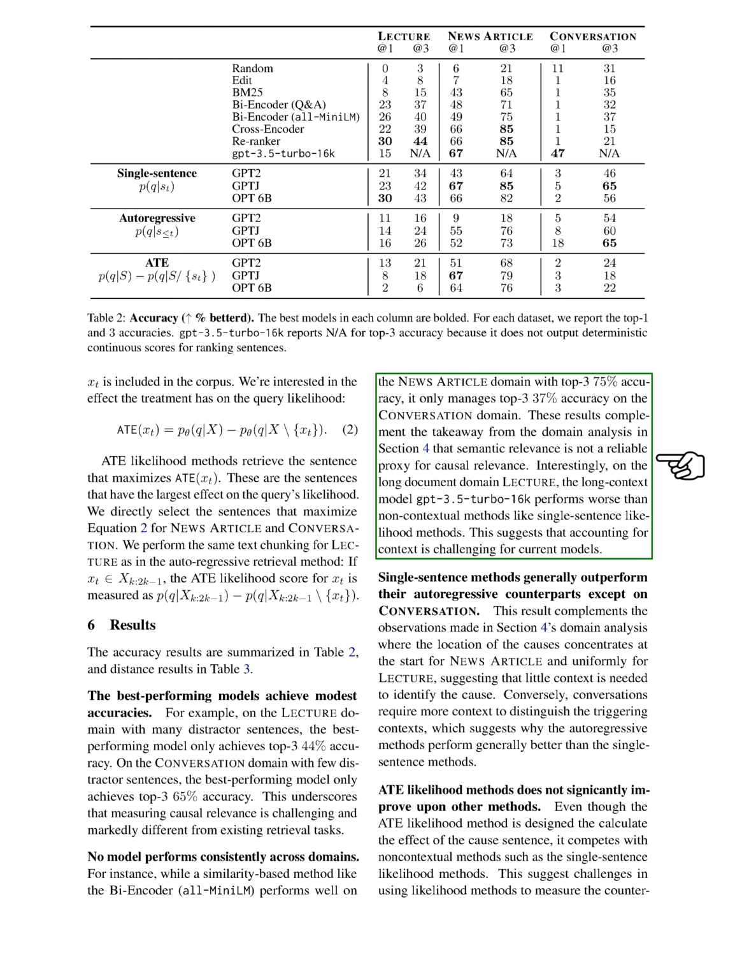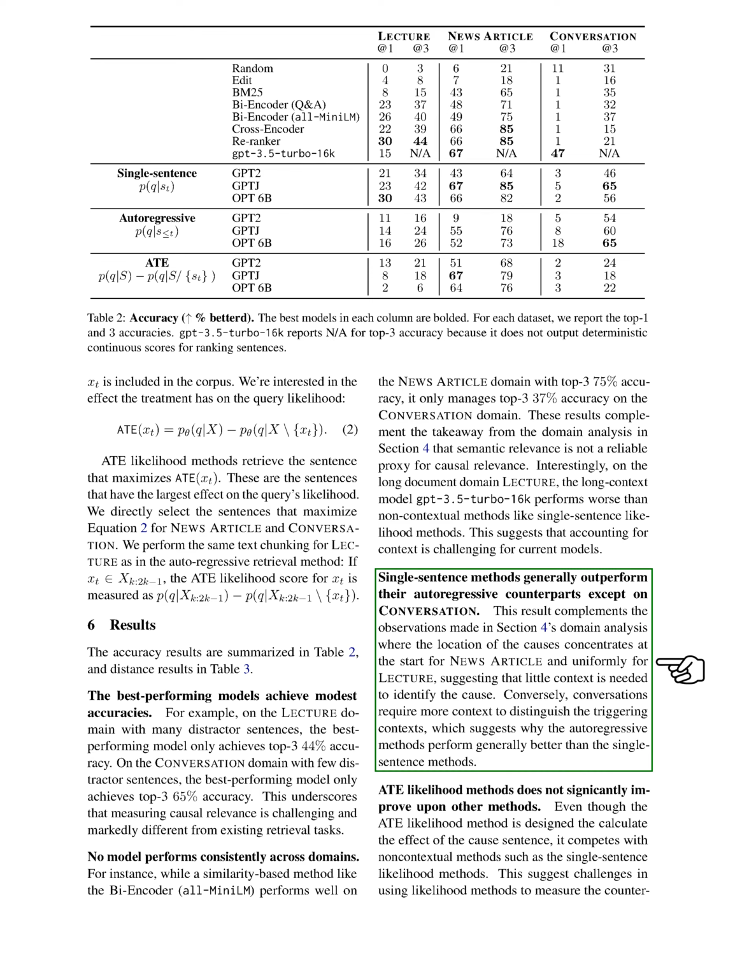Finally, we note that single-sentence methods generally outperform their autoregressive counterparts, except in the conversation domain. This aligns with our observation that the location of causally relevant sentences varies by domain, with some requiring little context for identification and others, like conversations, requiring more context to accurately identify the triggering sentences.